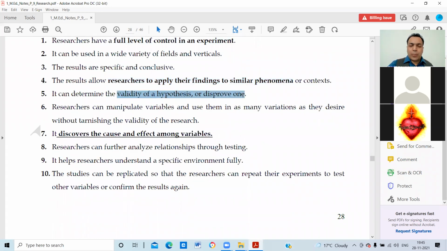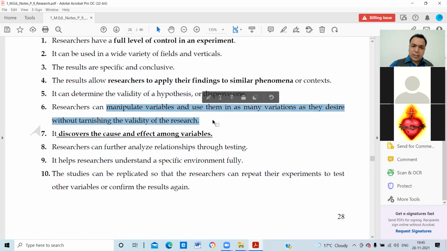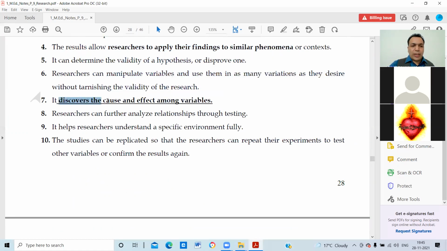Determine the validity of a hypothesis. Researchers can manipulate variables and use them in many variations. The seventh point is important: it discovers the cause and effect among variables. You always try to find out the cause and effect. In both variables, what is the cause and effect? Only then can you come to know that this is the problem and I have to solve it. These would be the solutions.